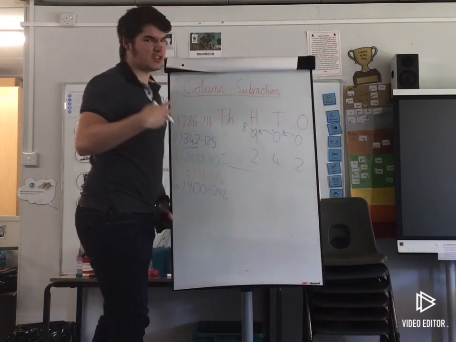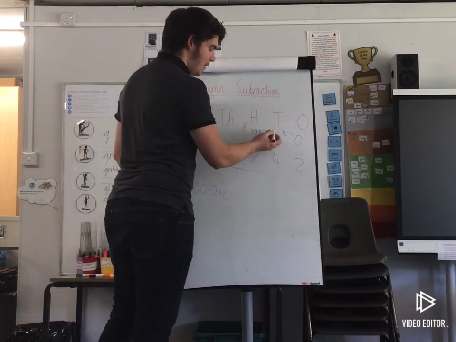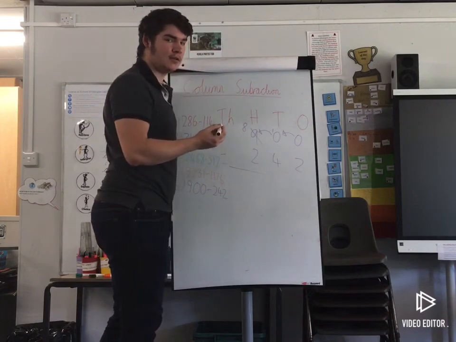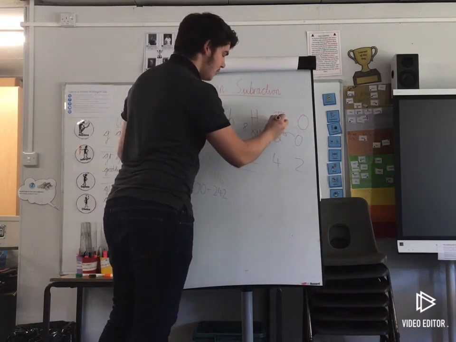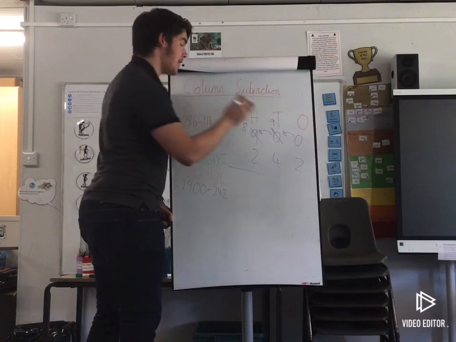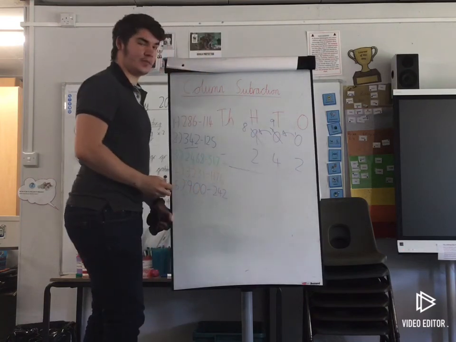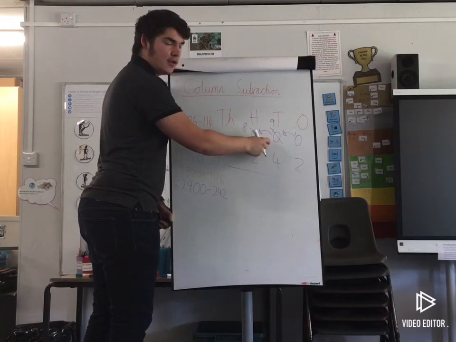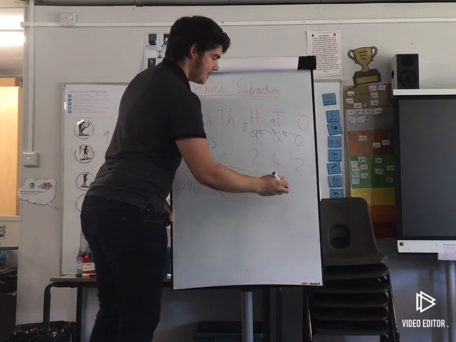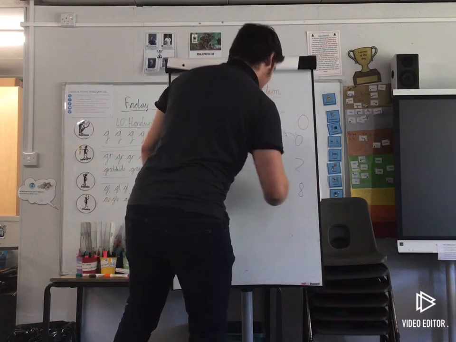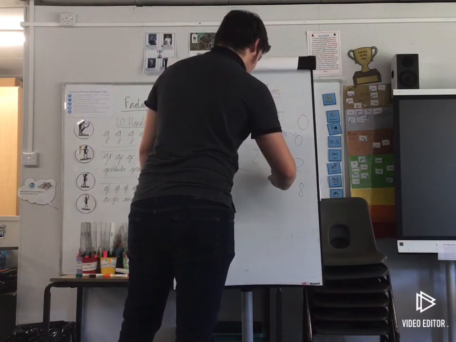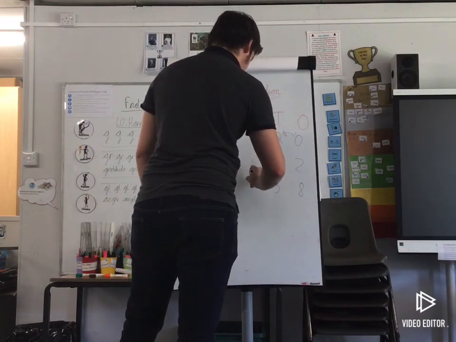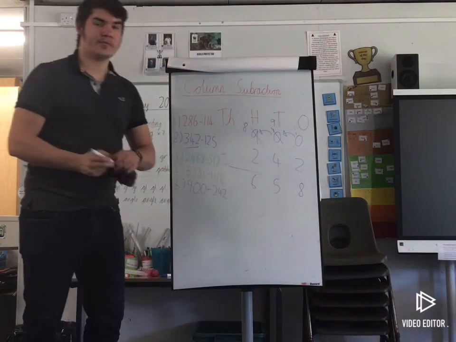0 minus 2, still can't do it. I go to my neighbour. My neighbour's now got 10. I borrow 1 from the 10, which makes it a 9. And now this one becomes a 10. Okay? So 1's borrowed from here, goes to here. Then 1's borrowed from here and goes to here. 10 minus 2 is 8. 9 minus 4 is 5. And 8 minus 2 is 6.